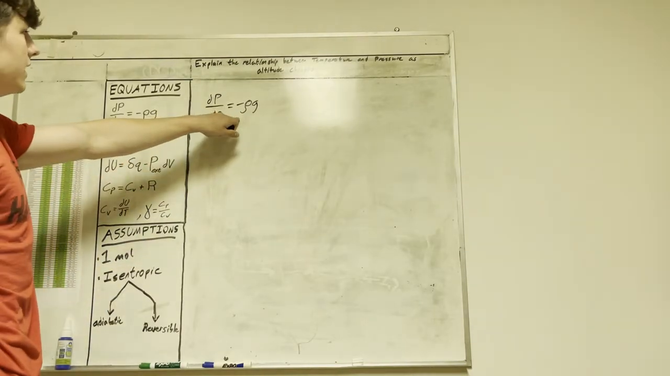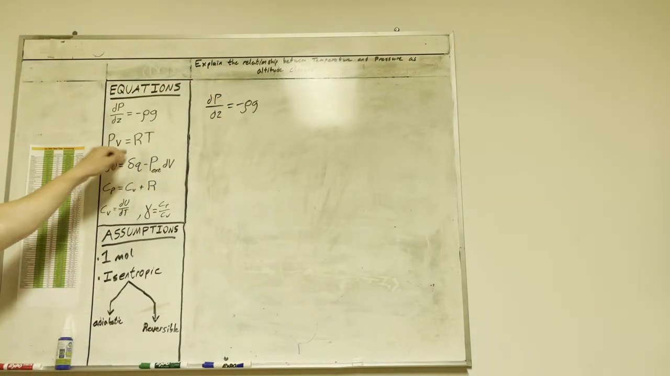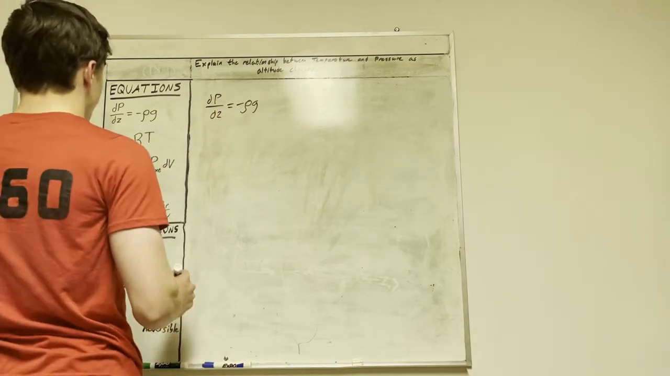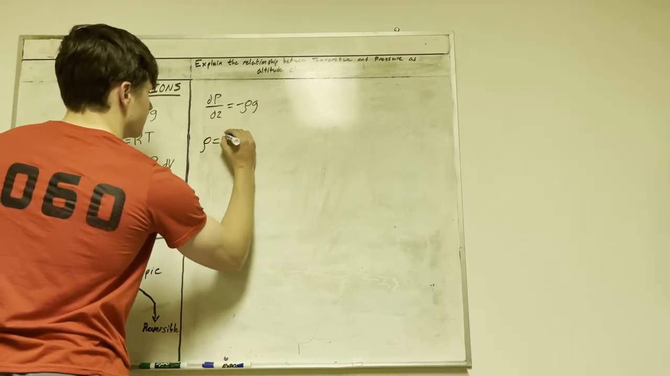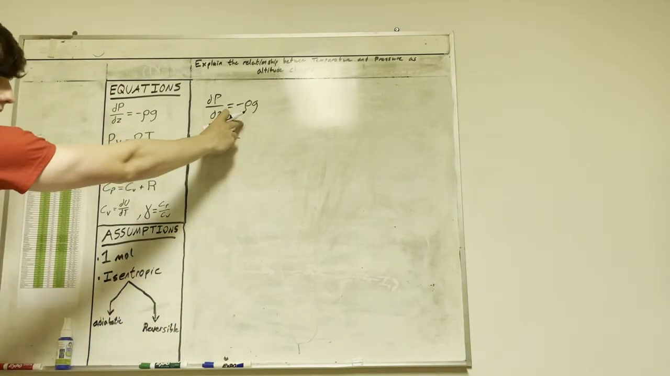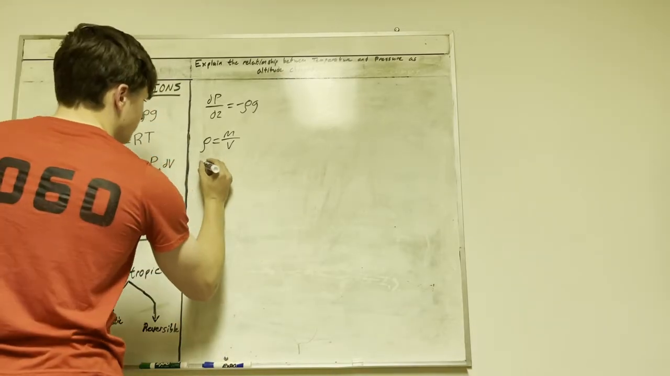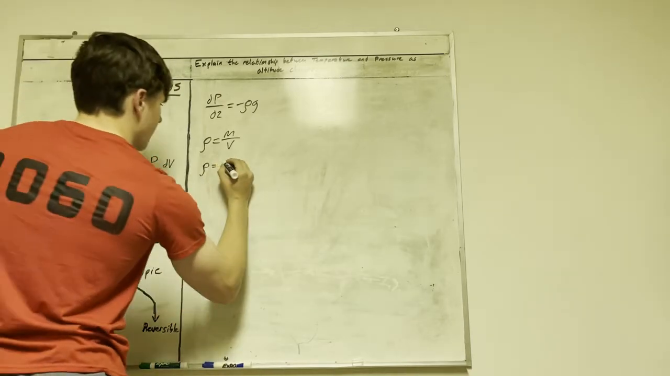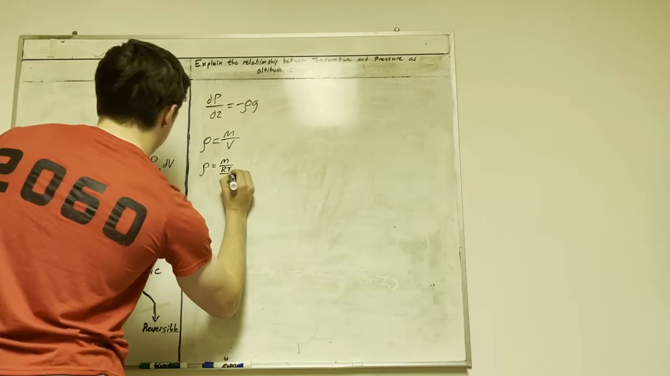And to plug in and get this relationship, we can use the ideal gas law to plug in for the density. And with that, we have that rho equals mass over volume. And so from that, we solve for volume and then plug back in. And so with that, we have rho equals the mass and then RT over P.